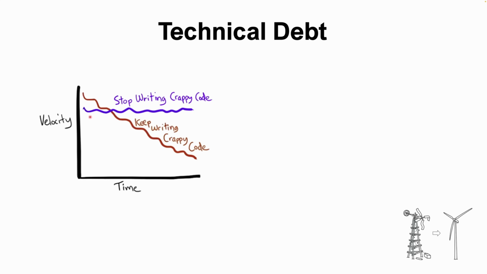If we stop writing crappy code, we can keep the velocity at a certain steady pace. So this will mean that we will stop this decrease in velocity, and we can keep the same pace in our development.